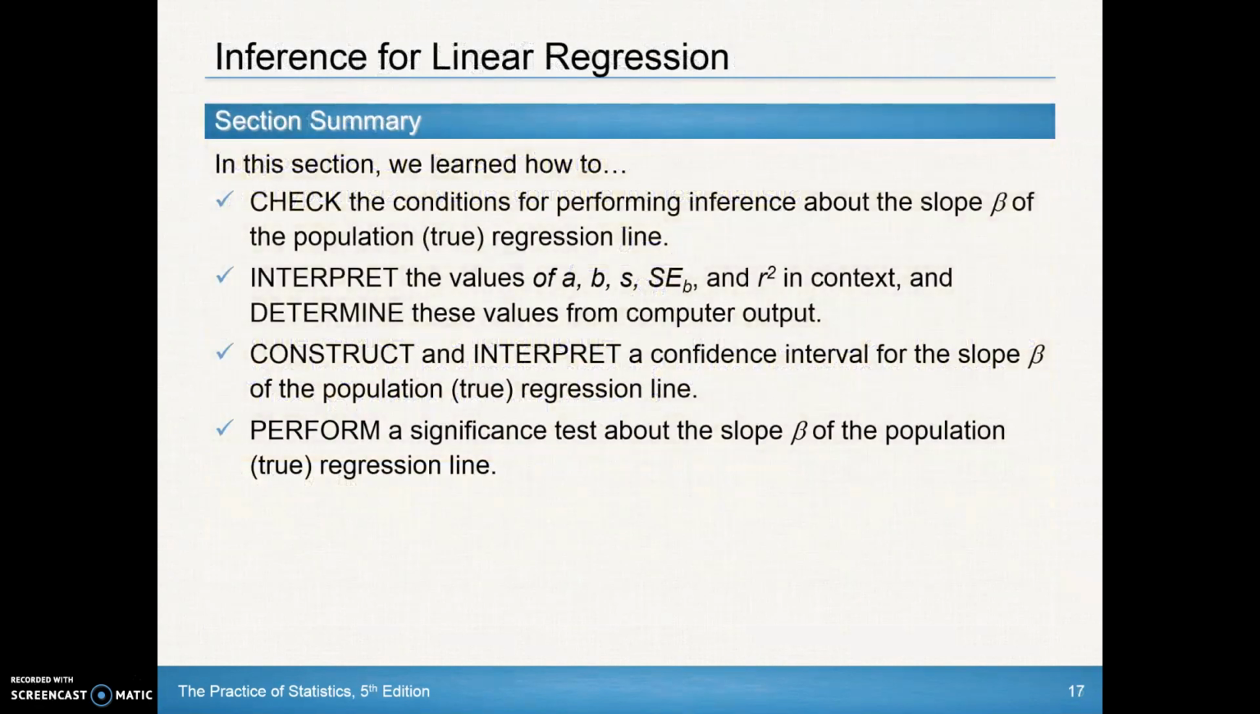This should give us all the information we should know for this section. You can check through the list here to make sure you'll be able to do that. Again, checking the conditions, that's our LINER. You should be able to interpret each of these values: our y-intercept, our slope, our standard deviation of our y values, the standard error of our slope, and our coefficient of determination, which is from a previous chapter as well and talks about the percent of variation explained by that regression line.